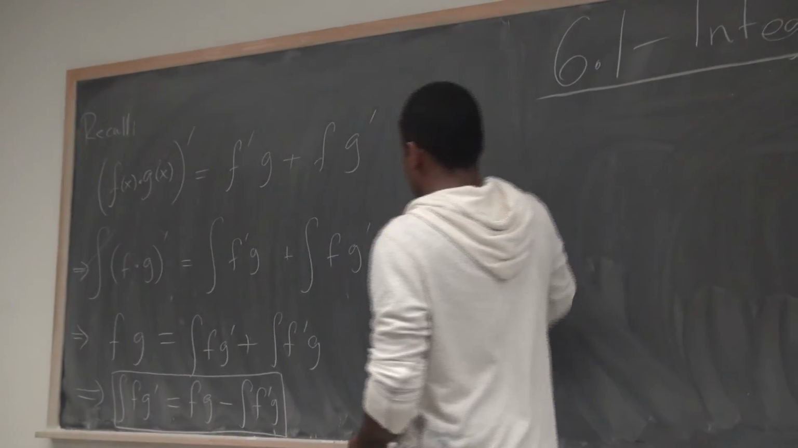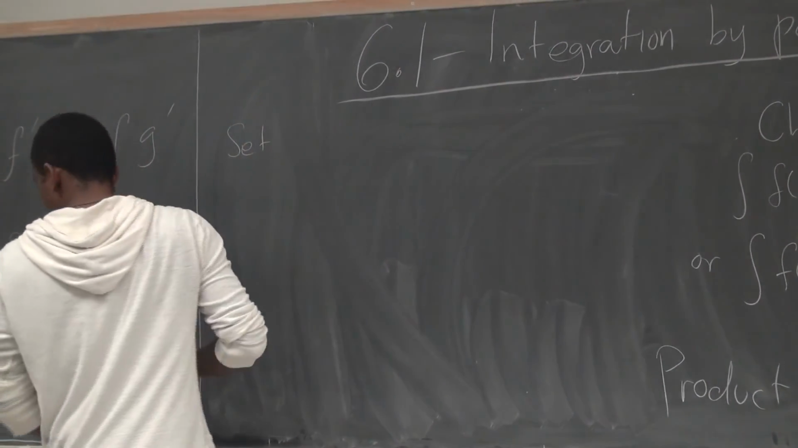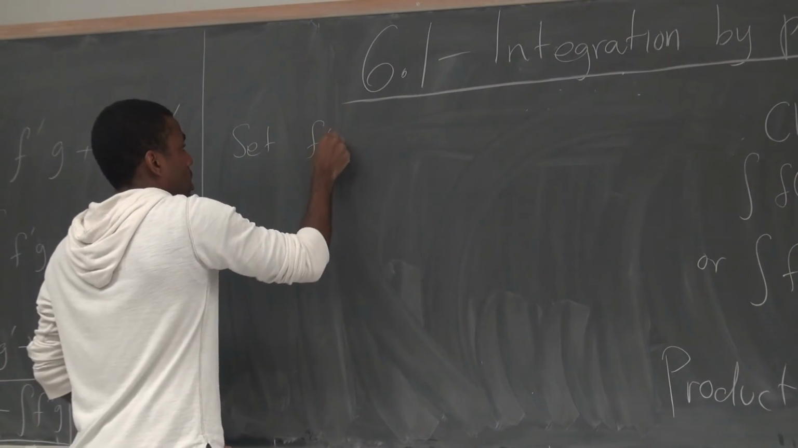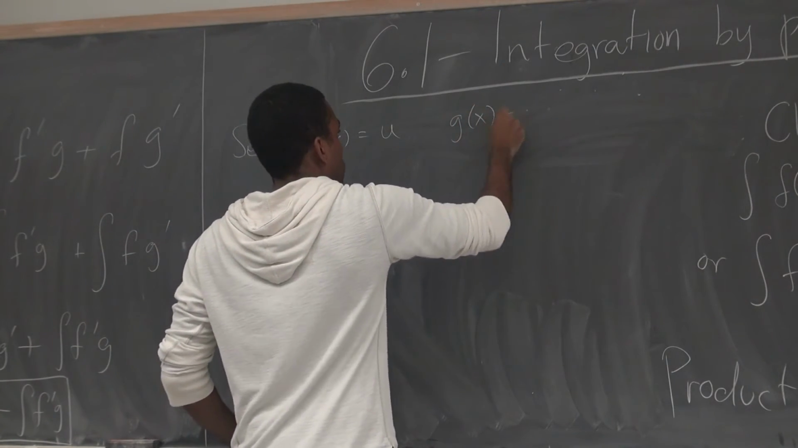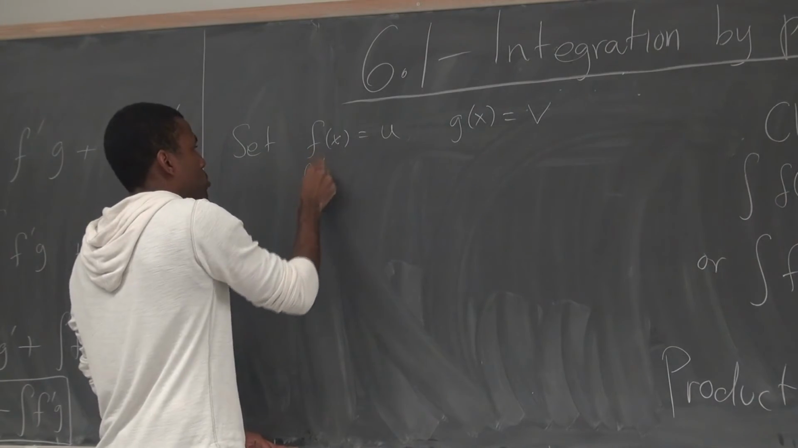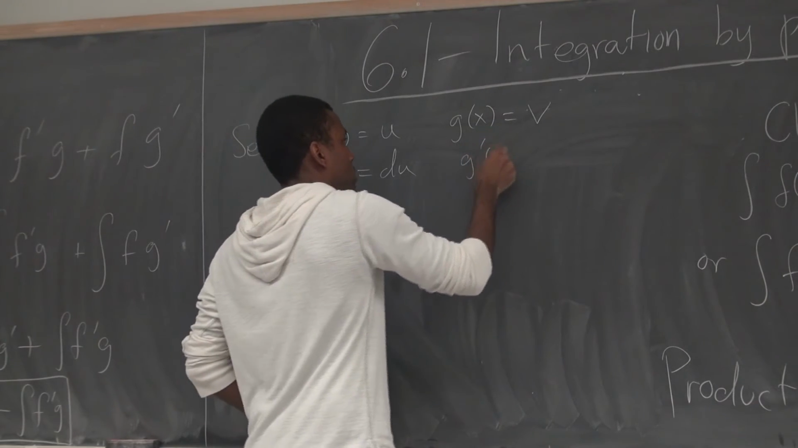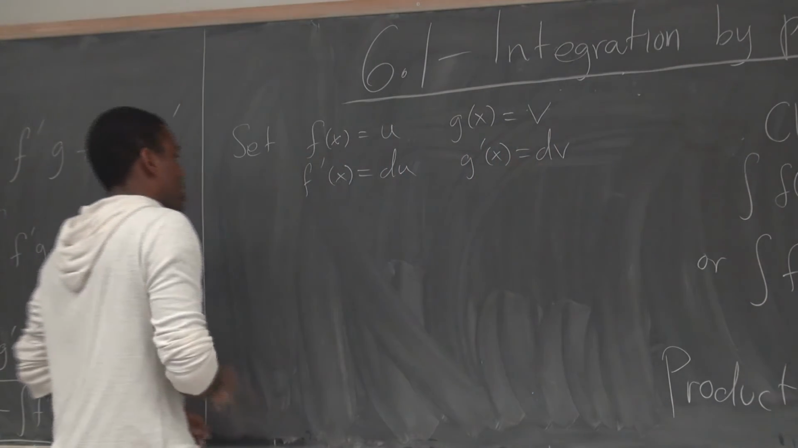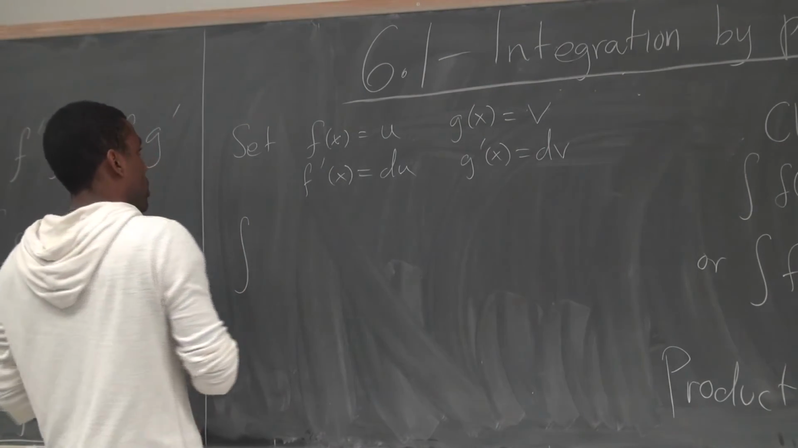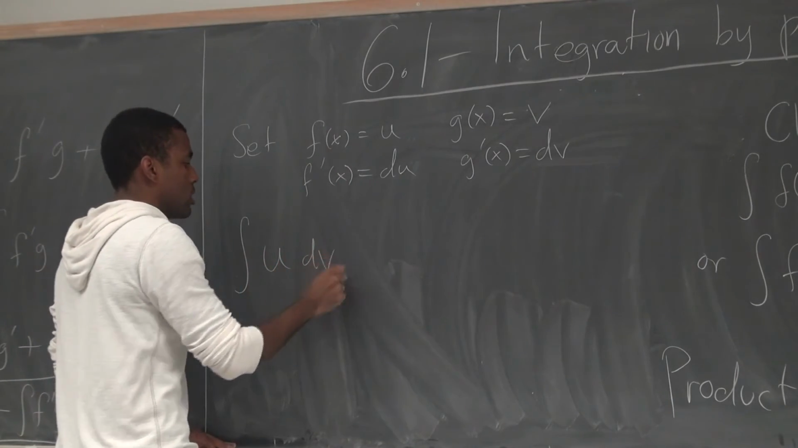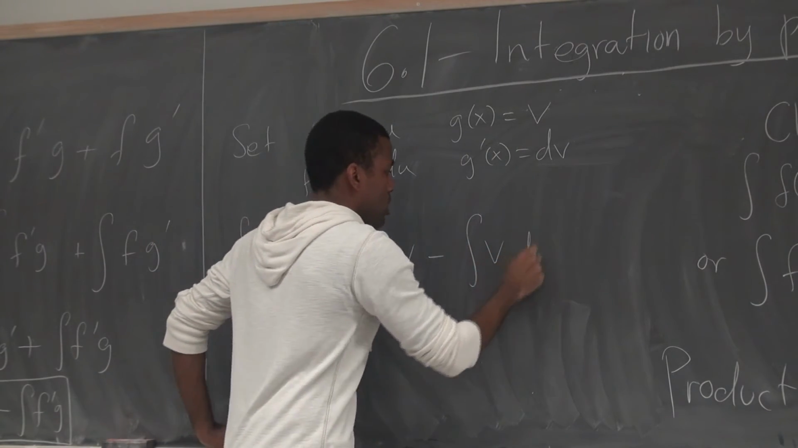The book would use different notation, so I'll introduce that. If I call f of x equals the function u, and I call g of x equals the function v, which means f prime of x, I think of it as the derivative of u, they just refer to it as du. G prime, I can call the derivative of v. Then the formula becomes the integral of u dv is equal to u times v minus the integral of v du.